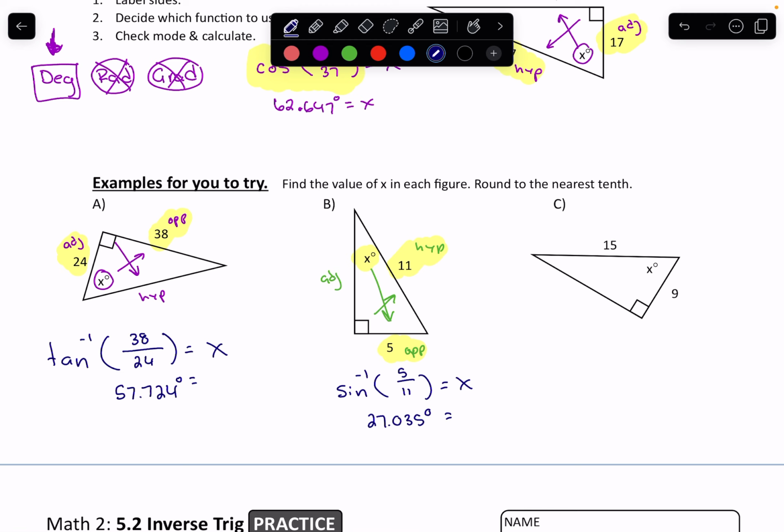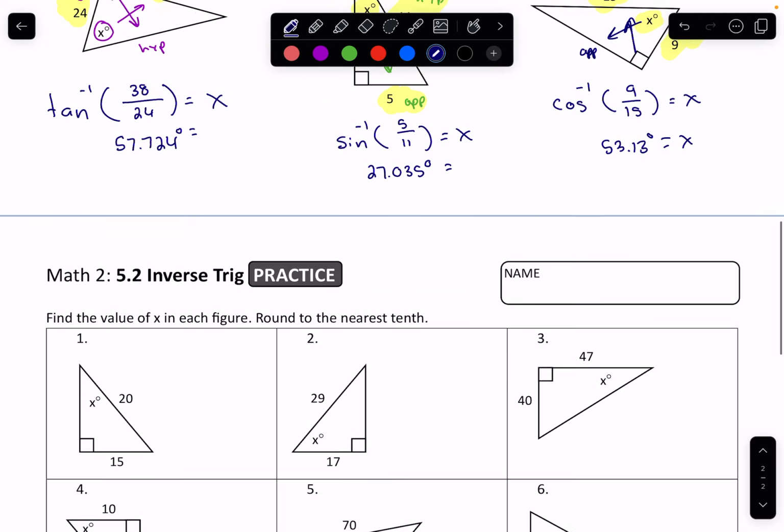Okay, last one. Across from the 90 is the hypotenuse. Across from the X is the opposite. Whatever's left over is adjacent. So I'm using an angle I don't know, adjacent and hypotenuse. Adjacent and hypotenuse, that goes with cosine. But I'm looking for the angle, so I'm going to do cosine inverse. Adjacent goes on top. Hypotenuse goes on the bottom. Those are going to equal X when I type it in my calculator. And 9 divided by 15, and I end up with 53.13 degrees.